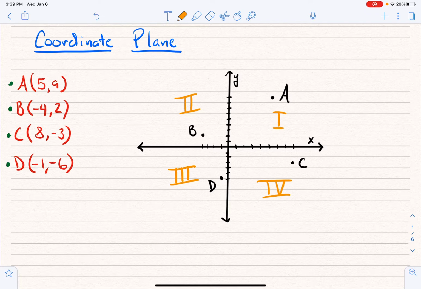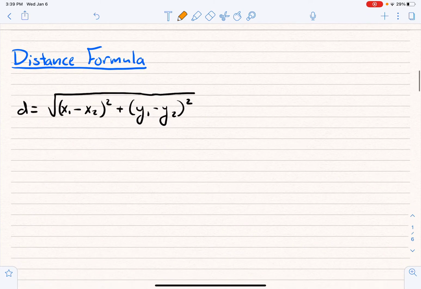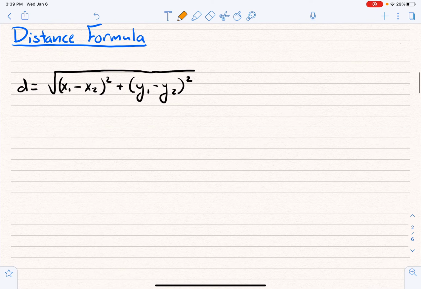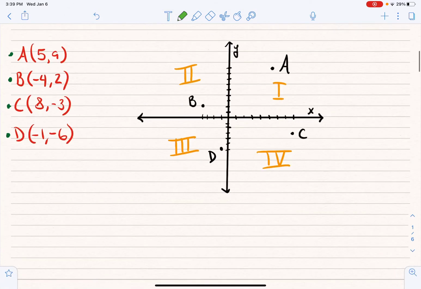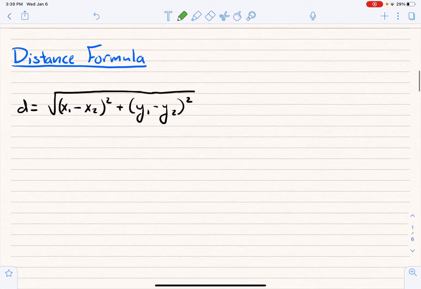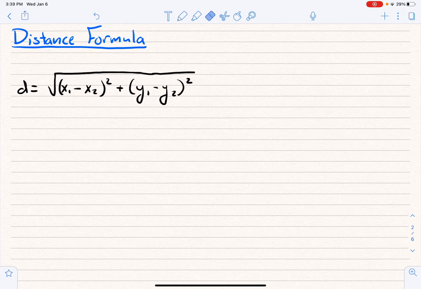All right, next on our list, we got to talk about the distance formula. Now, good news, we did the distance formula this last semester, so you should be pretty familiar with it, just like you should be very familiar with the coordinate plane. We did lots dealing with that. I went ahead and wrote the formula out right here for you.